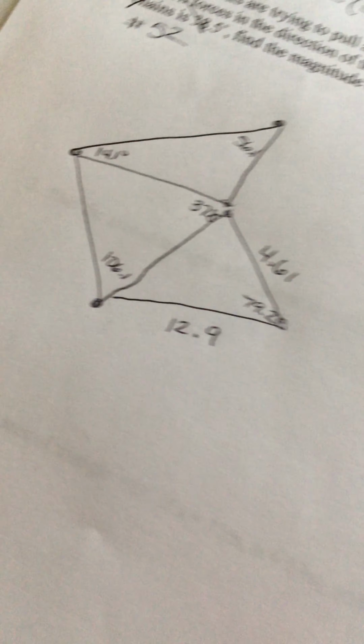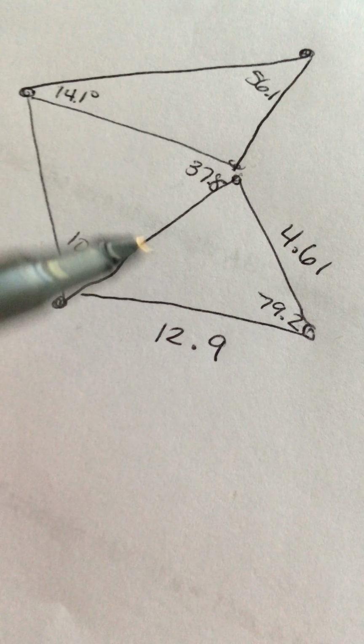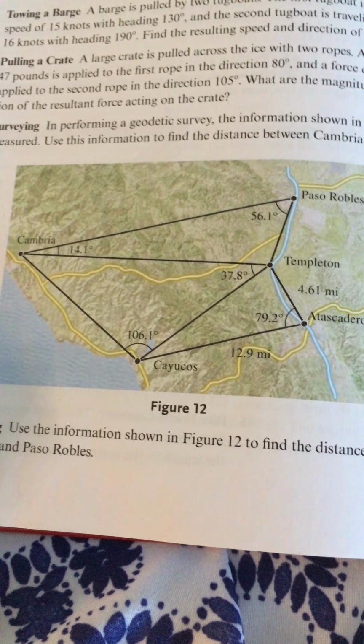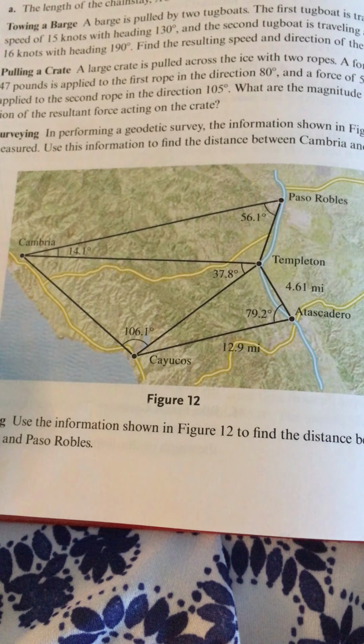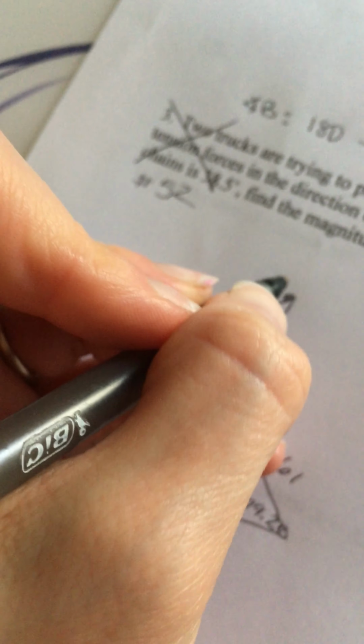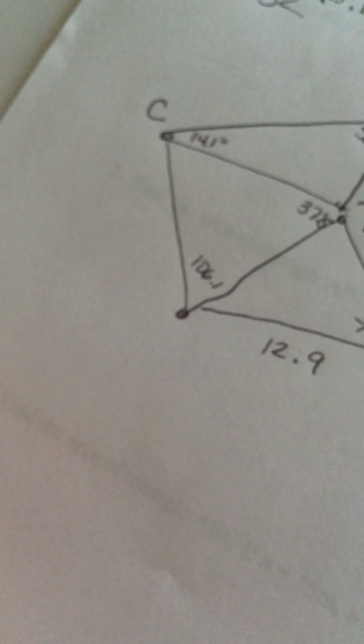Okay, and I'm just going to label these dots or these points with the initial for each of those names. So I'm going to call this point C for Cambria. I'm going to call this P for Paso Robles. I'm going to call this T for Templeton. A for, I'm not going to say that because I'm going to get it wrong. And I'm going to do Y here because that's another C, but that one has a Y in it. Okay, so this is 52.